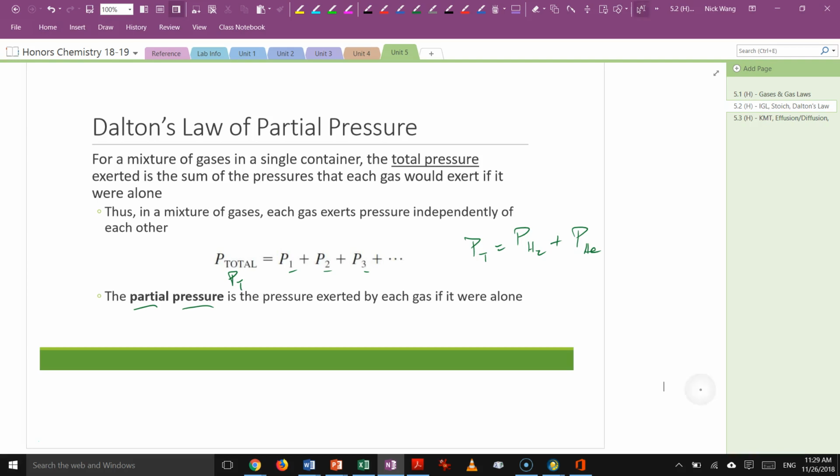So the fact that the H2 earlier had 2.9 atm and the helium had a pressure of 7.2 atm, you'd also describe it as the partial pressure of H2 is 2.9 atmospheres, and the partial pressure of helium is 7.2 atmospheres. So when they ask you for the partial pressure, it's just asking you for the pressure of that part of the gas.